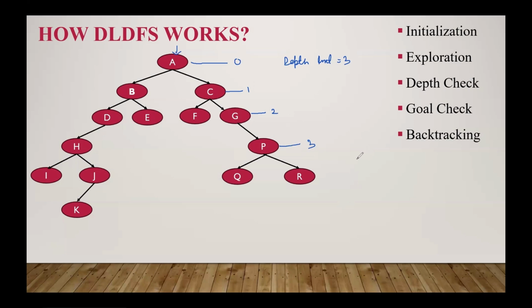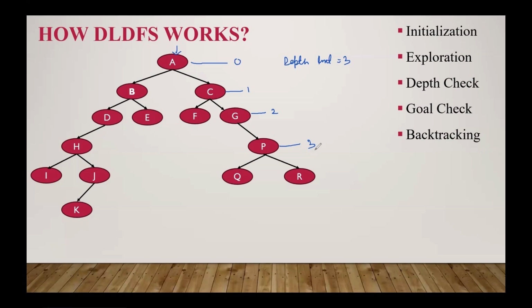Depth of a node is the number of edges present in the path from the root node to that node. For example, this is A. So A's depth is 0 because it is the root node, so there are no edges. If you go to C, how many edges? Only one edge from the root node to node C. That's why depth is 1. For node G, how many edges? 1, 2. So the depth is 2. Here 1, 2, 3. So depth is 3. This is the way we calculate the depth.